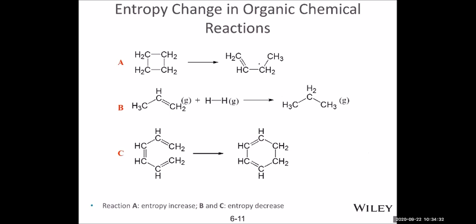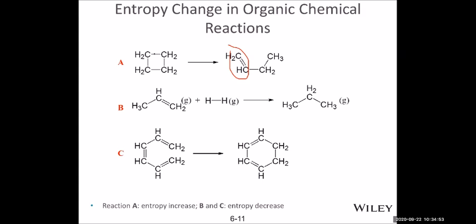And so we can take a look at some of the reactions. We need to predict what happens to the entropy change. And these are actual organic chemical reactions. The first one is cyclobutane, and it becomes an alkene. You can see there's a double bond, an alkene.